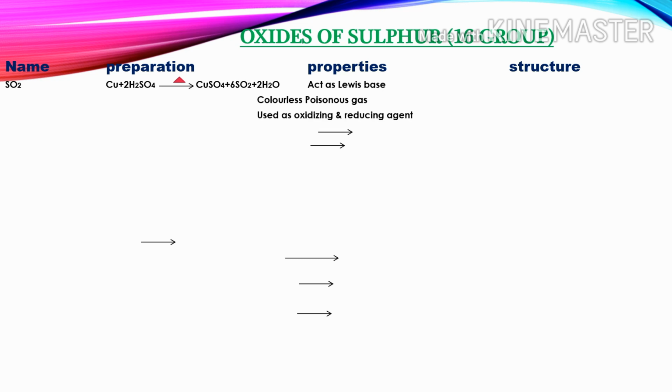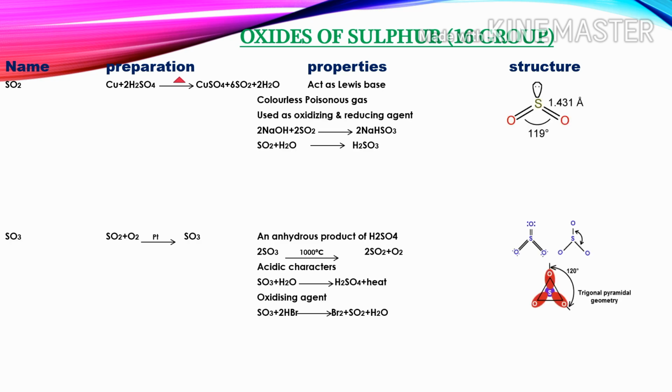Oxides of sulfur. When sulfur reacts with oxygen, it gives a number of oxides, namely sulfur dioxide and sulfur trioxide. See the structure, preparation, and properties of these oxides. First one is sulfur dioxide. The formula is SO2. When copper is heated with concentrated H2SO4, it gives sulfur dioxide. This is the preparation of sulfur dioxide.